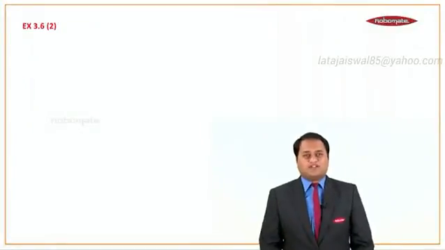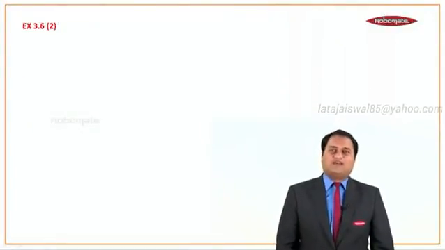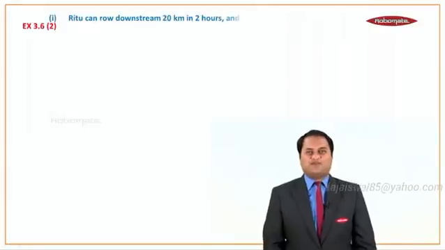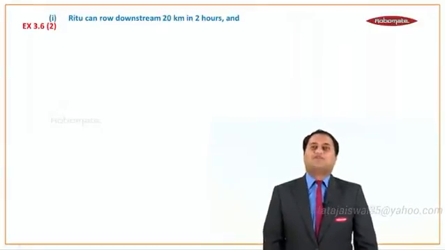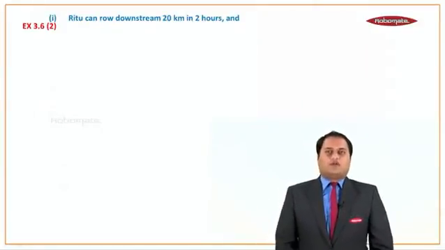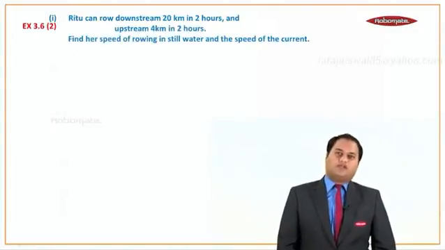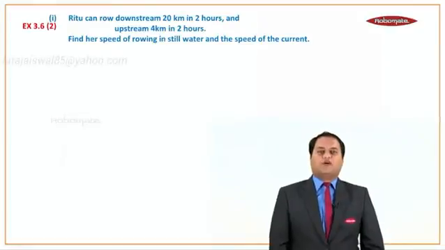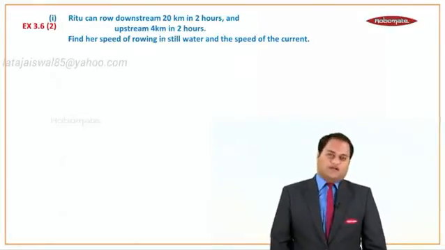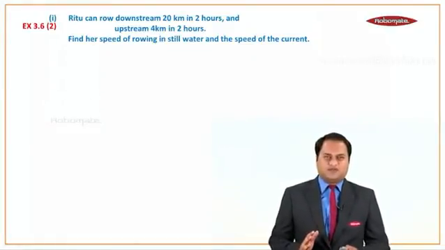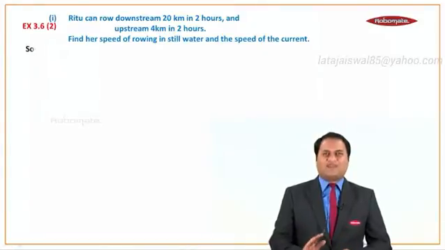Let's learn one more interesting sum based on speed, distance and time. Exercise 3.6, sum number 2, sub question 1. The sum is, Ritu can row downstream 20 kilometers in 2 hours and upstream 4 kilometers in 2 hours. Find the speed of rowing in still water and the speed of the current. Understood? Don't worry, let's go step by step.